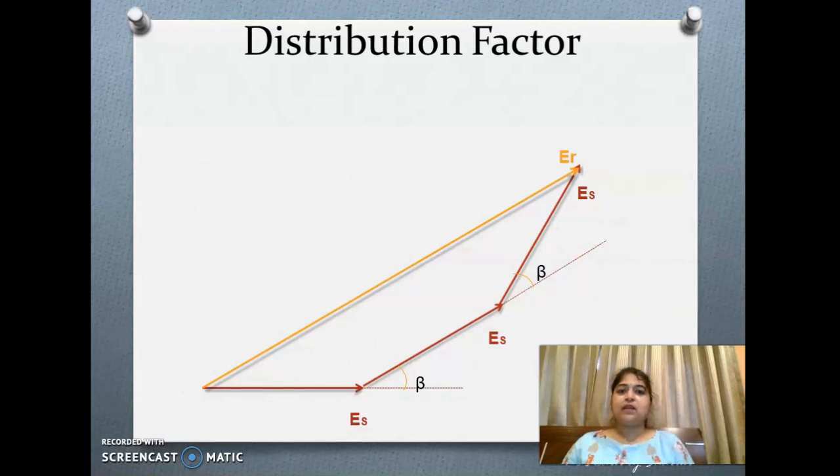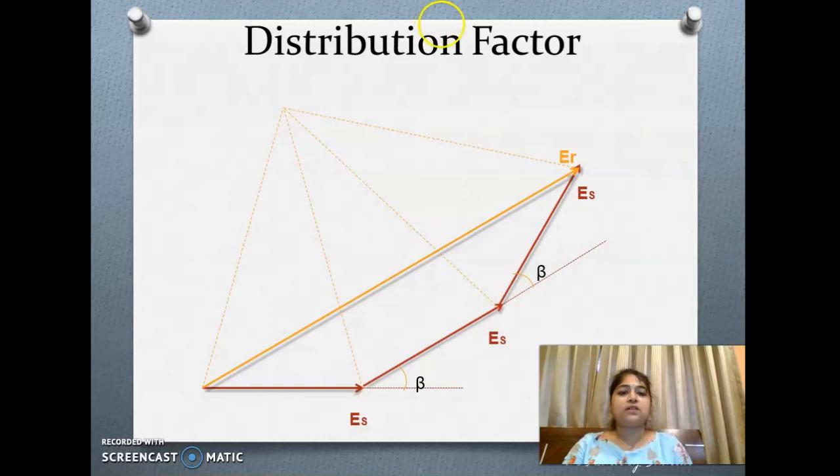Now to understand this better, let's assume that these vectors ES, ES, ES are nothing but arcs of a circle, and accordingly I'll draw construction lines from each point of these vectors so that they meet at the center of the circle. If there are more than three phasors, for example four, five, six phasors, they will go on like this, always out of phase by angle beta.